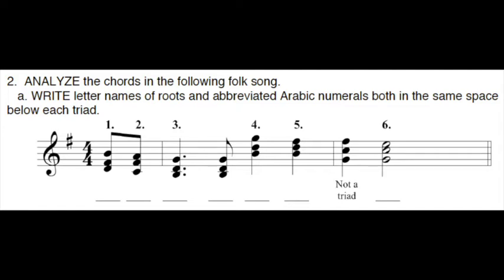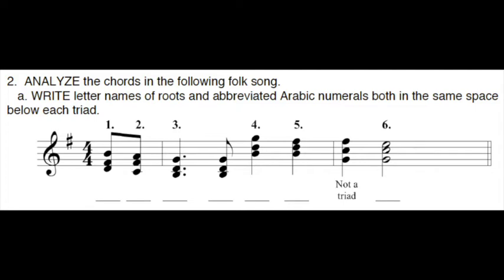Analyze the chords in the following folk song. A. Write letter names of roots and abbreviated Arabic numerals, both in the same space below each triad. So, letter names of roots and abbreviated Arabic numerals. I will do the first one with you. So we have D, F, B.